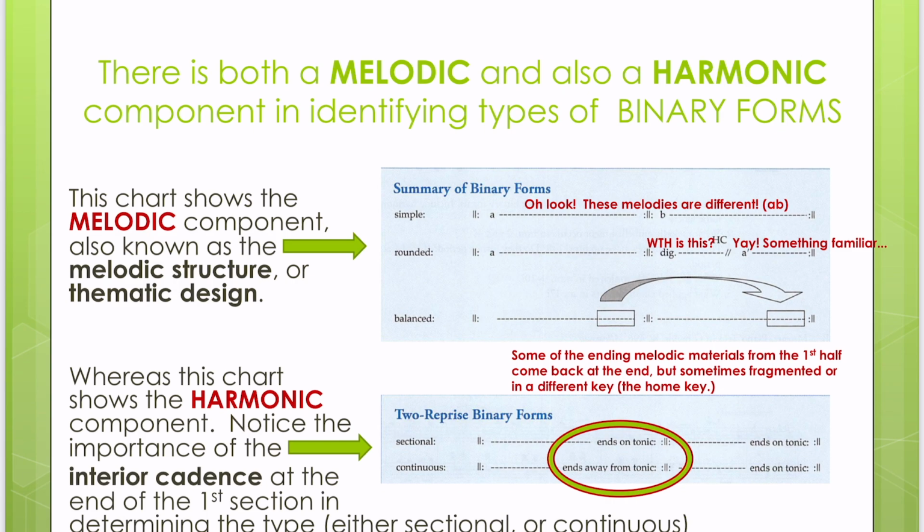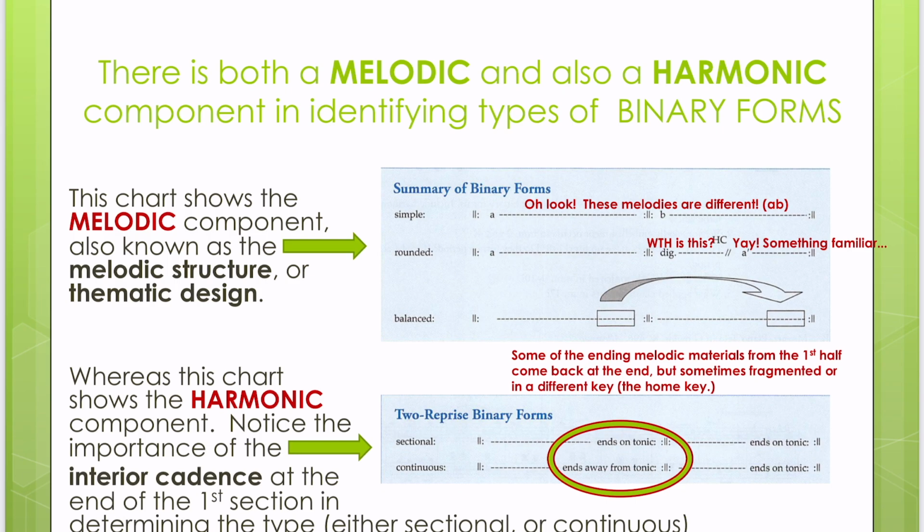But eventually it cadences on a half cadence, and then part of the melody, which we'll just call A prime because it's not the entire exact replication of the A section melody, comes back and yay, it's something familiar. So it rounds out the entire binary form with something familiar. Rounded binary is probably the most common of the three types of binary forms that we are discussing.